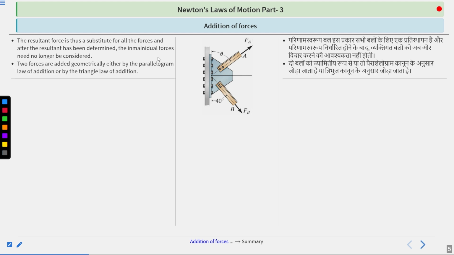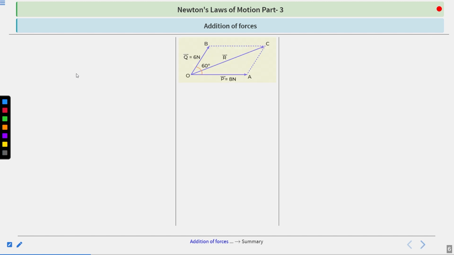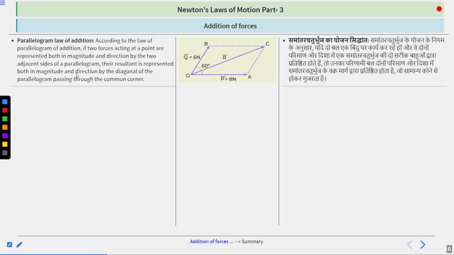Remember this: two forces are added geometrically either by the parallelogram law of addition or by the triangle law of addition. So for two forces to be added geometrically, we have two laws: the parallelogram law of addition and the triangle law of addition. Here we have the two. Now, if we talk about the first one, the parallelogram law of addition, what does it say?